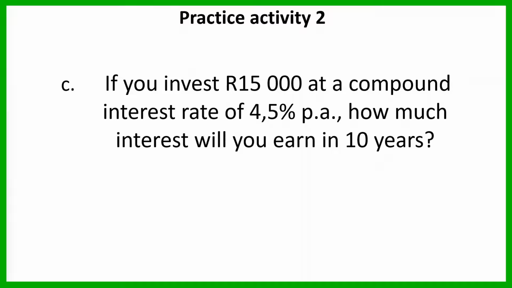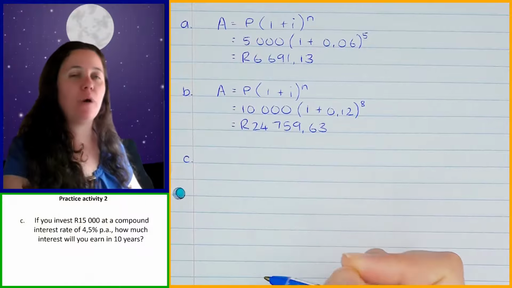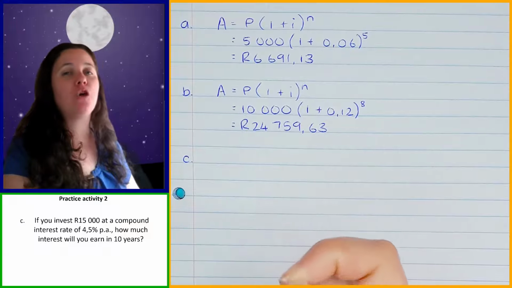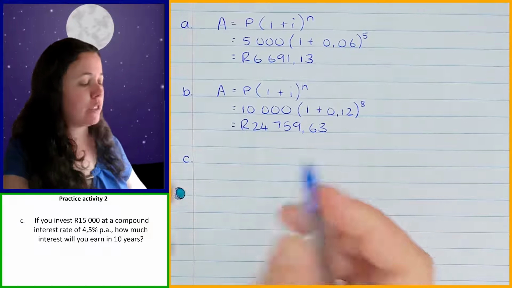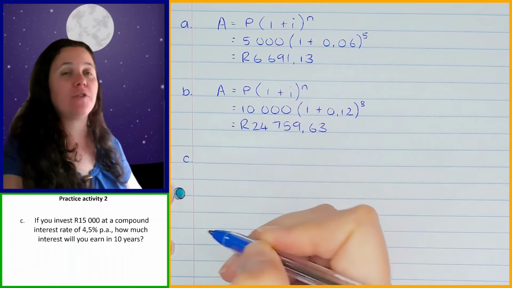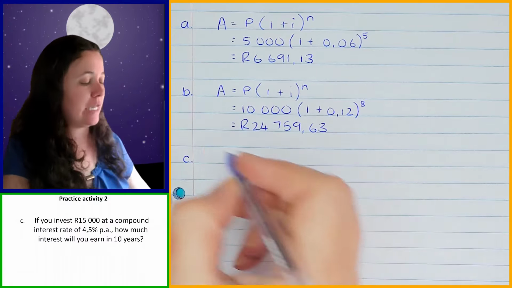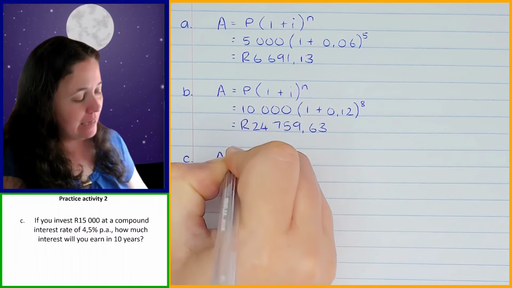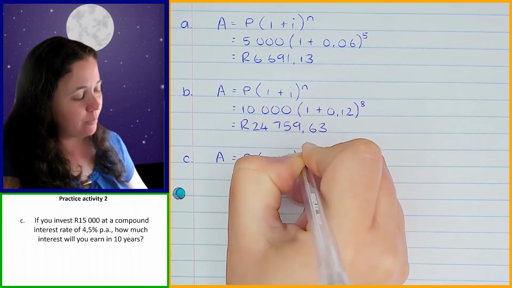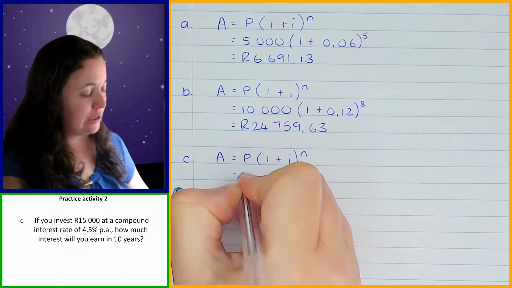Okay, so let's go through that question. So with this question, we're going to start off in the same way as we did for these two, because we still need to use the compound interest formula if we don't want to have to do this year by year. So I'm going to work out the total value of the investment after 10 years, and then I'm going to work out how much of that is interest. Okay, so I'm going to start off by using my formula, A equals P, and then 1 plus i to the power of n. So my principal value here is 15,000.